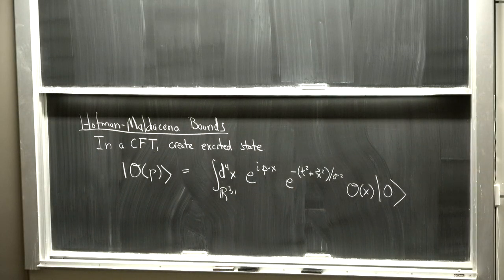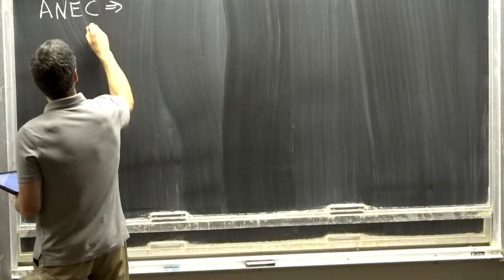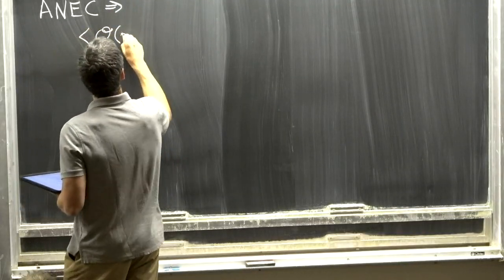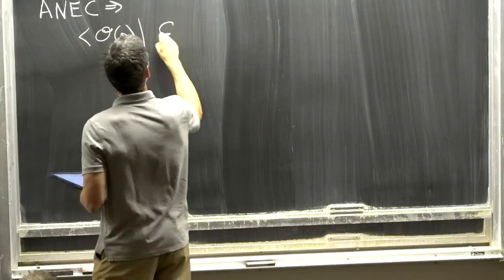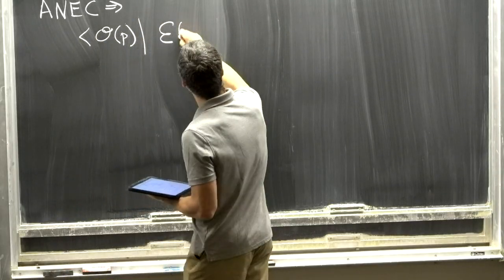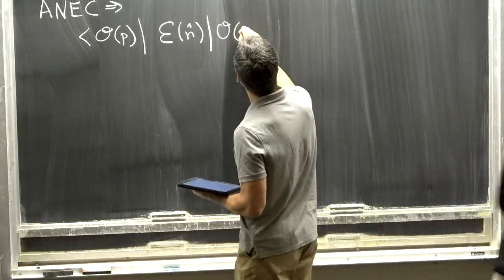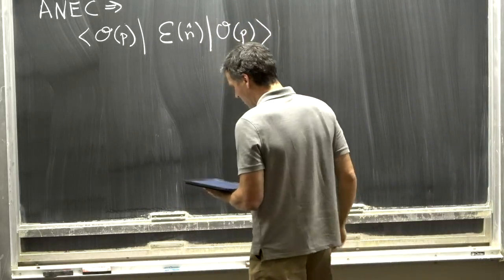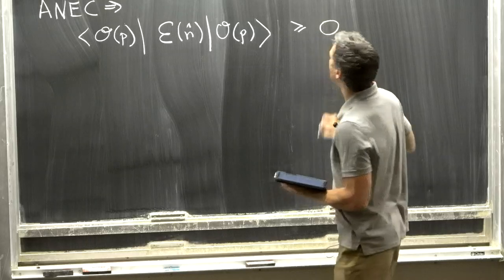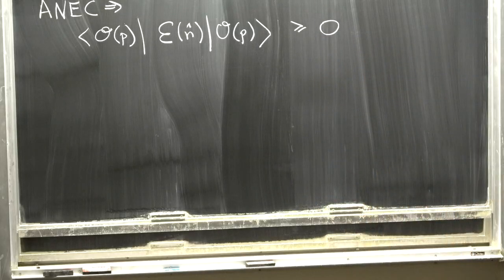So the average null energy condition tells us that in this state, O of P, the energy operator, E of N, O of P, should be non-negative, okay? Because this is an example of the ANEC, and just for physical reasons, this is the actual number that you read off from your calorimeter, the amount of energy that you measured.